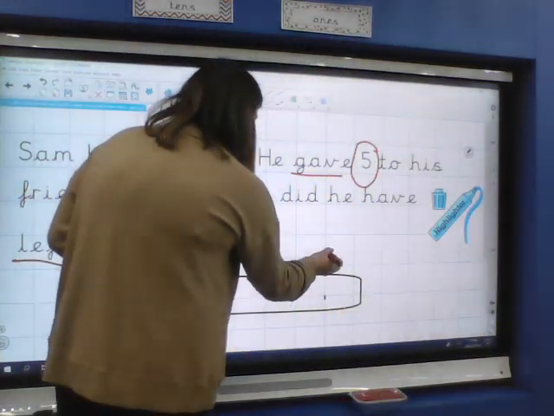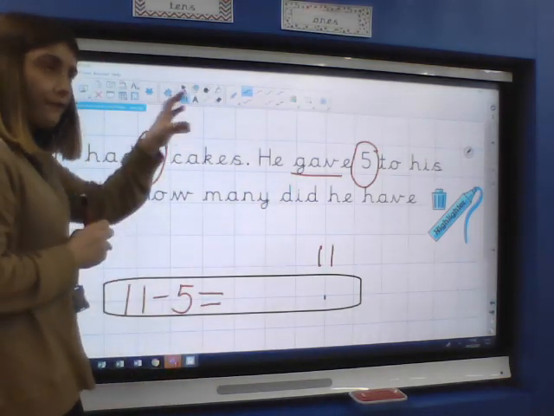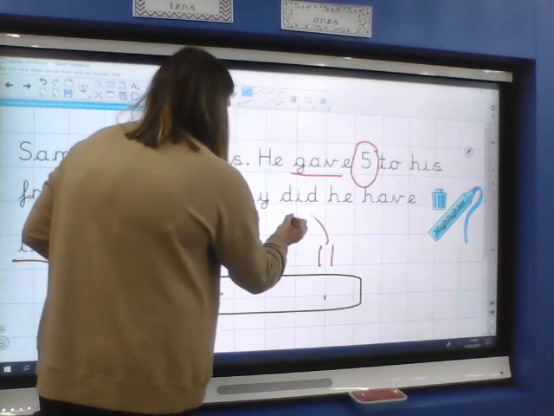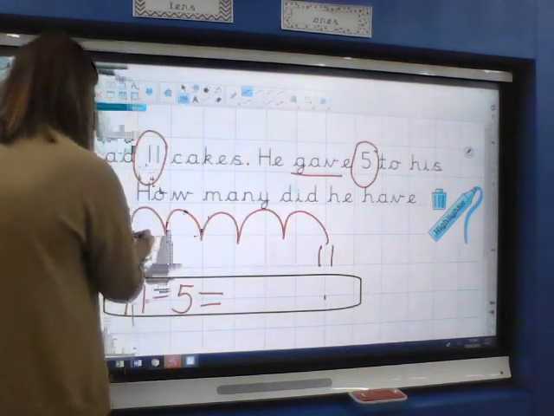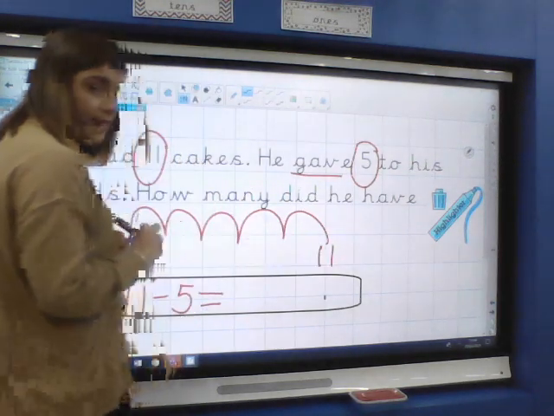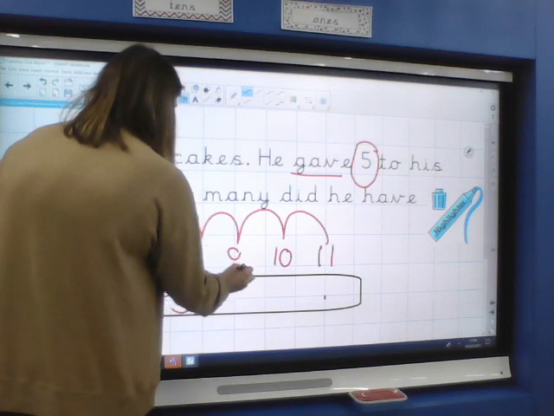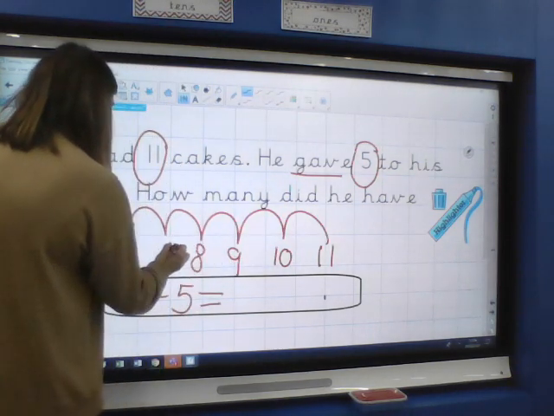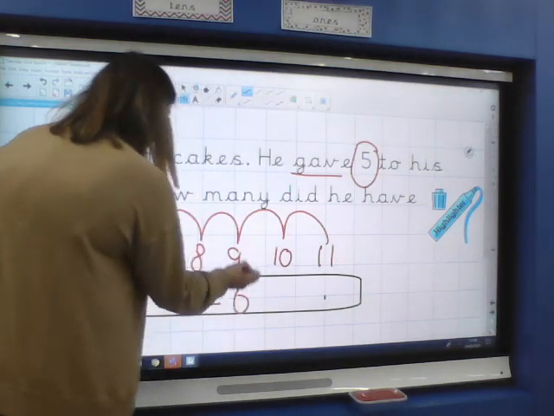We're going to start at 11. Okay, I'm going to jump back 5 because he gave 5 away. 1, 2, 3, 4, 5. I'm going to count backwards now. So 11, 10, 9, 8, 7, 6. That means he had 6 left.